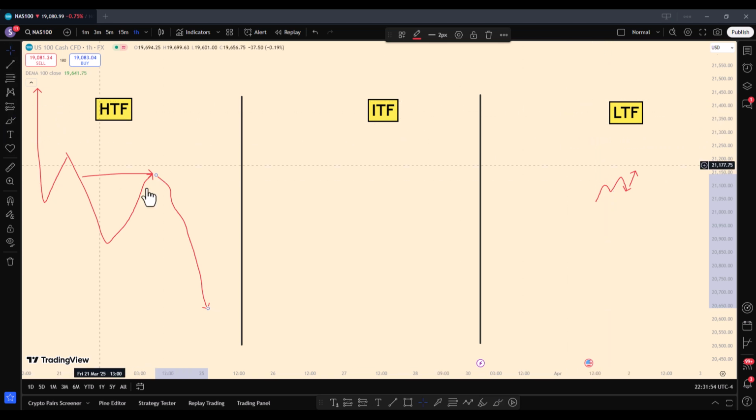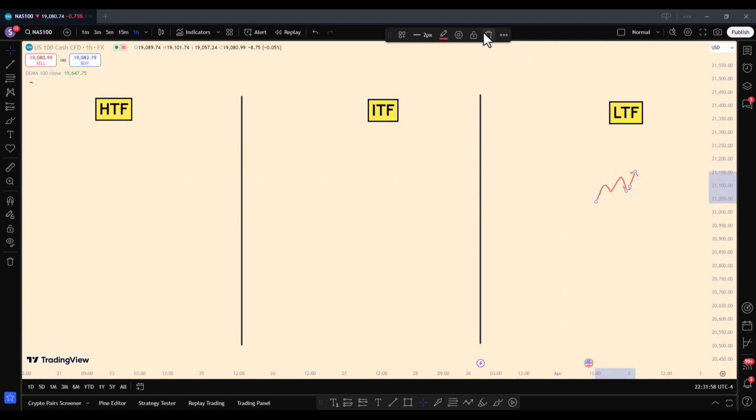The thing that I want to talk about is how we usually do it. Again, top down, we go from the higher time frame all the way to the lower time frame. But for me, that's not optimal, and I tried something else. I tried going from the lower time frame all the way to the higher time frame. I know that may sound weird, but stick with me.